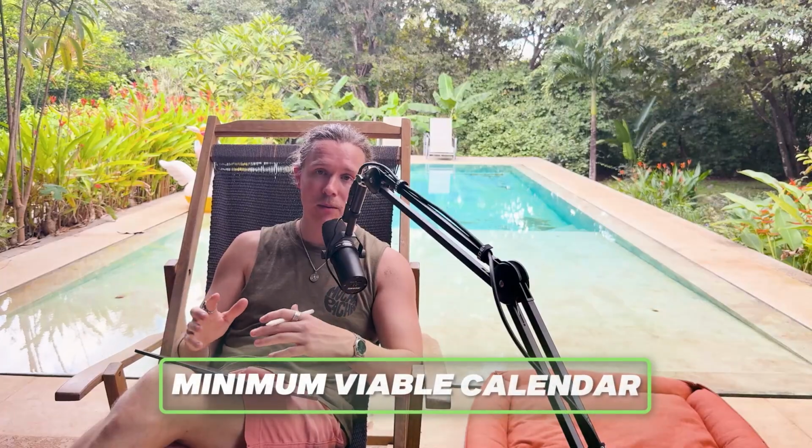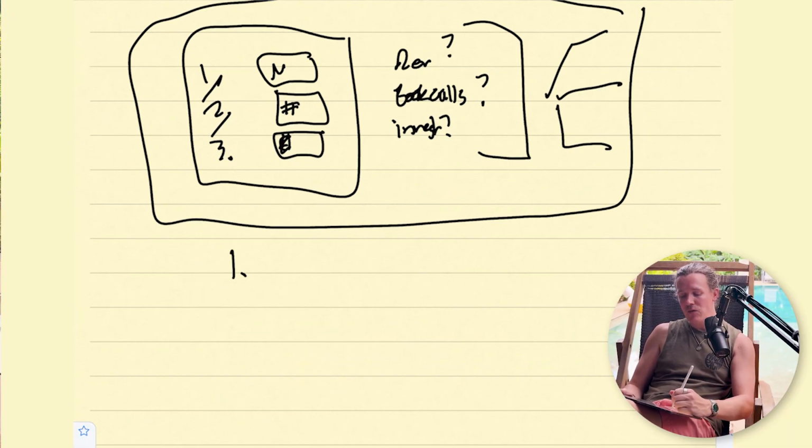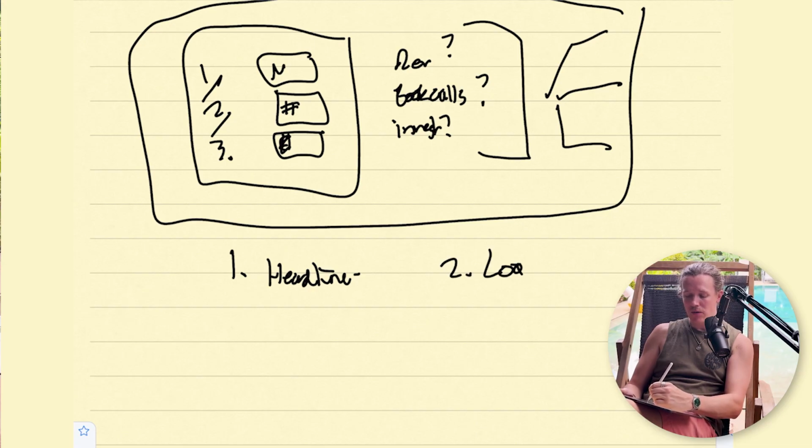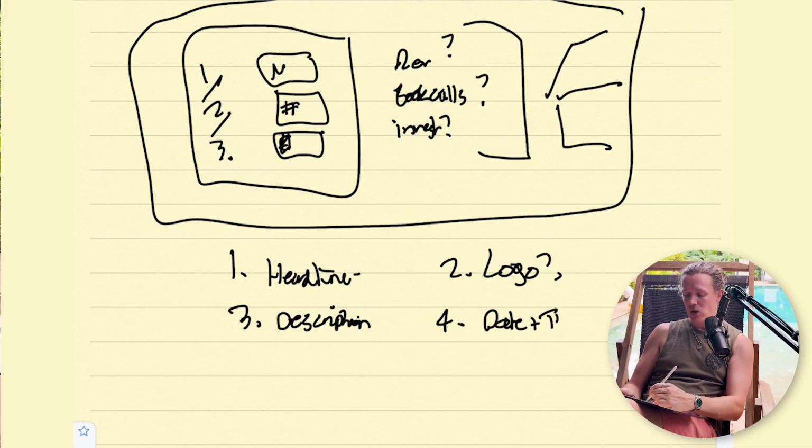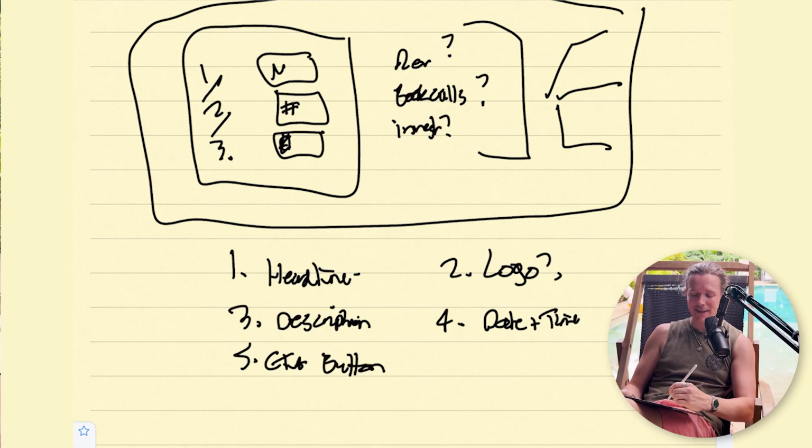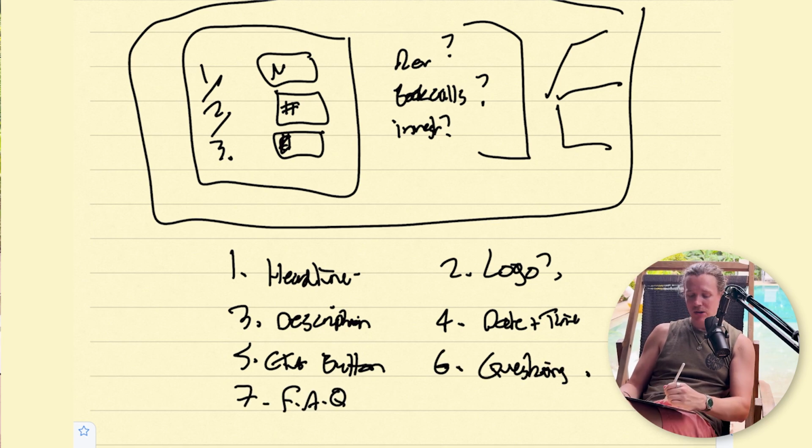So that's the first thing when it comes to the minimum viable calendar. This is the layout. Now, what we're going to talk about is the components of what we'll put into this calendar. So the first thing that you've got is the headline, what you say at the top. There is a component of logo, and I'll talk about this in a second. You've got your description. You've got your date and time. You've got your call to action button and what it says. This is really important, by the way. That call to action button, we got a 5% lift when we changed that. And then finally, you've got the questions that come through. You have the FAQ page, which we'll talk about in a separate bit as we get to the end.